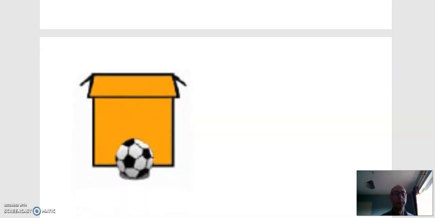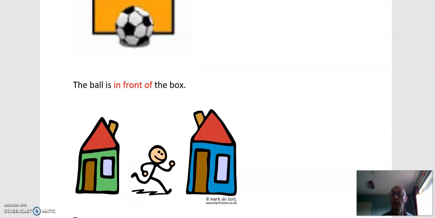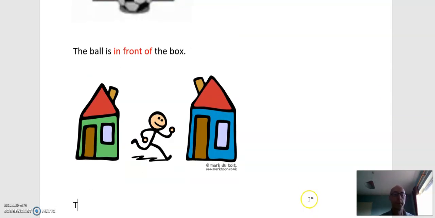Where's the ball? Ball is in front of the box. And where's the man? What's the preposition we use here? Between the two houses. Between.